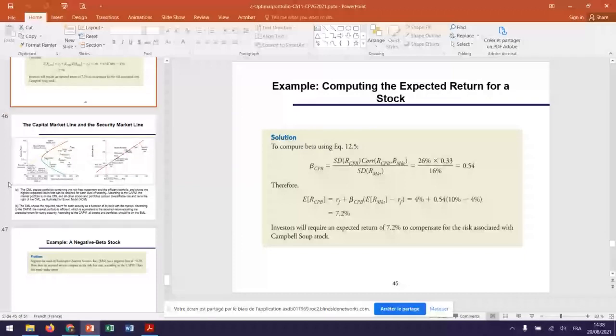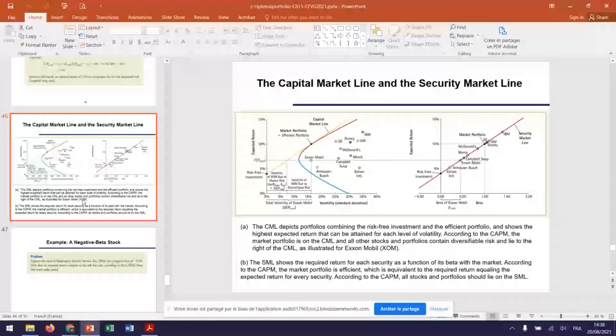Exercise, I just want to introduce what we call the security market line. Remember the McDonald's example: the way you do it, you can just cross to the CML line and go up to the CML line.